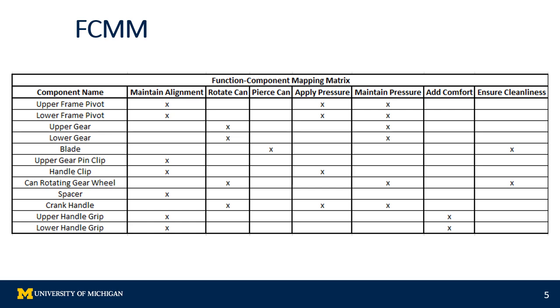For example, the upper and lower frame pivots maintain alignment and apply and maintain pressure. The upper and lower gears with their pins work to rotate the can and maintain pressure. The blade is used to pierce the can, while the upper and lower grips help to maintain alignment and add comfort.